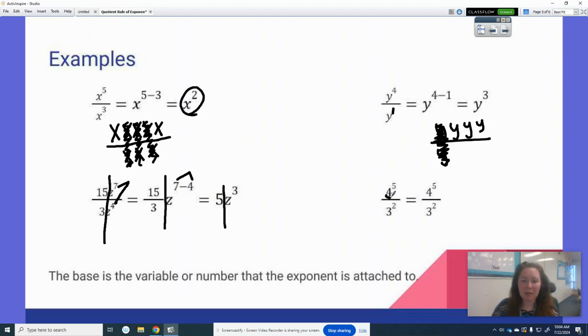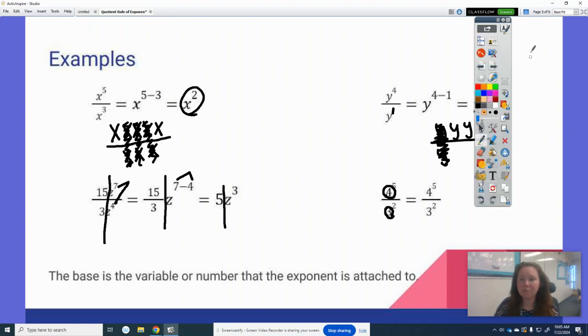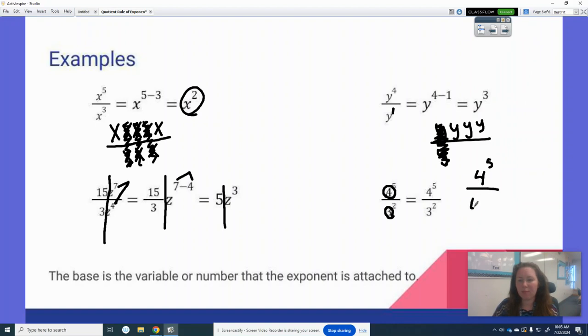Now over here, our base is the number 4. It is okay to have a base that's 4. What's not okay is that this base is a 3. So we cannot simplify this because the bases are different. If the bases had been the same, let's say it was 4 to the 5th over 4 squared, well then it's 4 times 4 times 4 times 4 times 4 on top, and then 4 times 4 on the bottom, and you can cancel them out, so it just becomes 4 to the 3rd power.